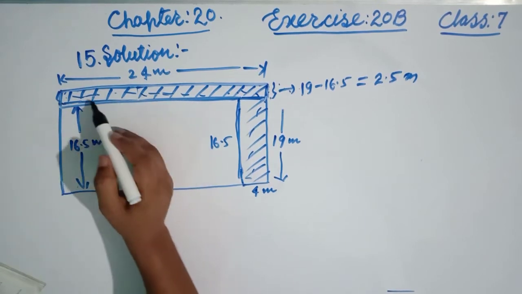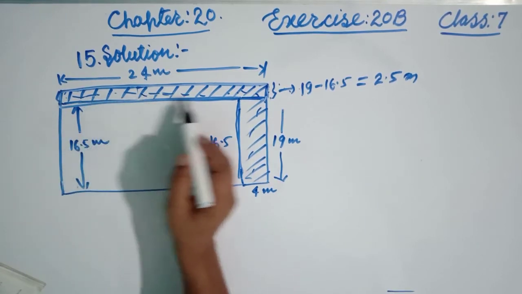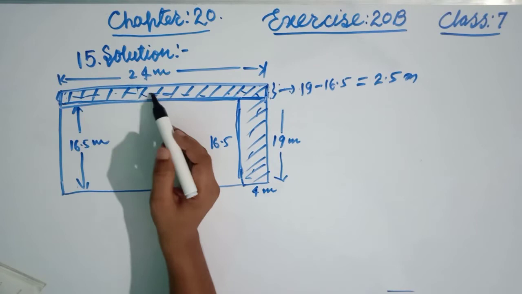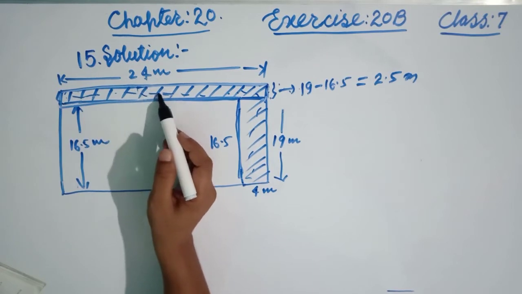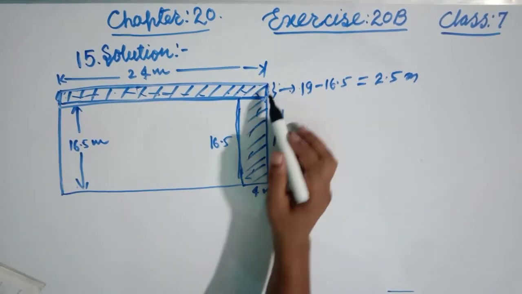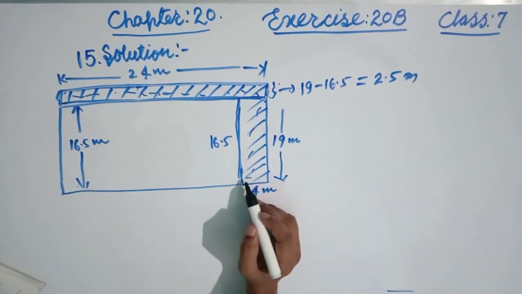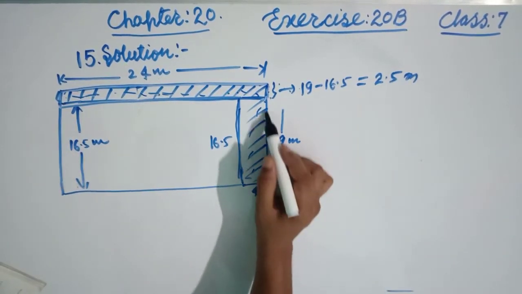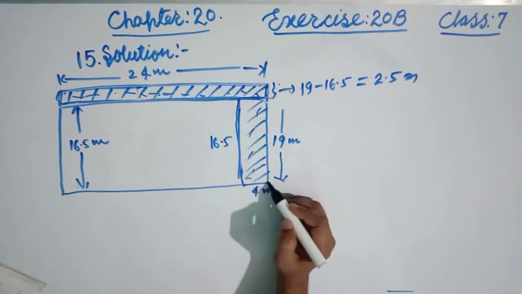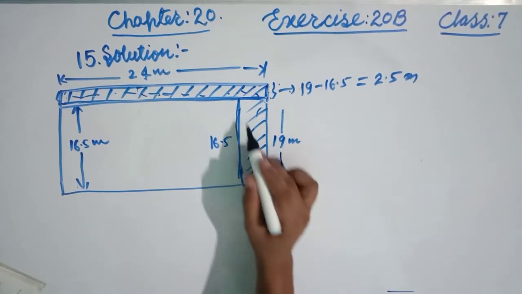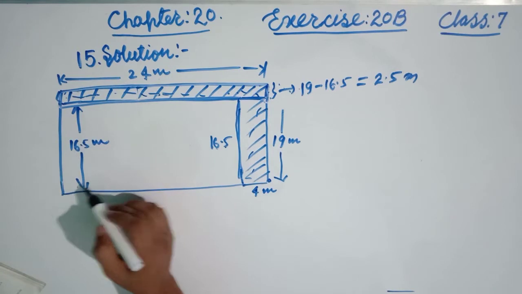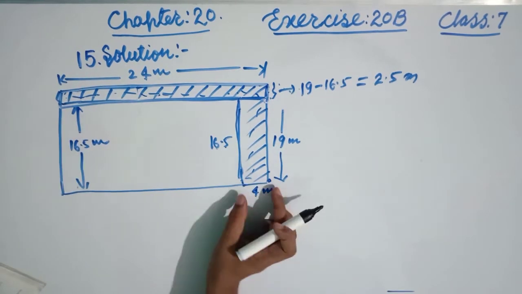Now friends, in this shaded portion, this is a rectangular form, and the length of this rectangle is 24 meter and the breadth is 2.5 meter. So we can easily calculate the area of this portion. Now see this portion, look at this shaded portion. From here to here, this is the length. So the length is 16.5 meter, and the breadth is 4 meter.